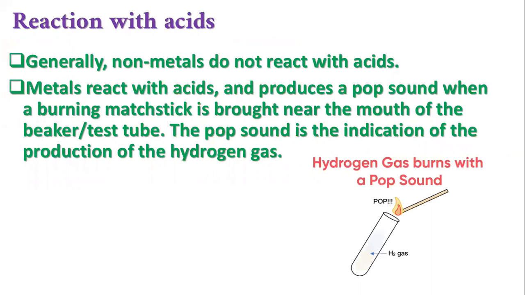Now reaction with acids. Generally, non-metals do not react with acids. Metals react with acids and produce a pop sound when a burning matchstick is brought near the mouth of the beaker or the test tube. This test tube contains a metal and an acid, for example hydrochloric acid. When you bring a burning matchstick towards it, a pop sound is produced. This pop sound is the indication of the production of hydrogen gas, because hydrogen gas burns with a pop sound.